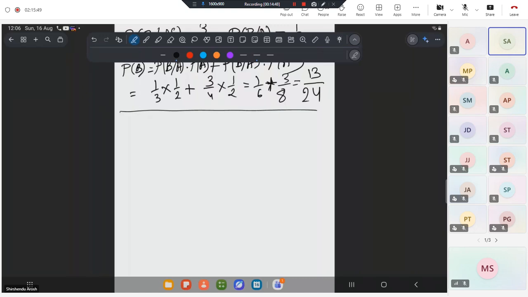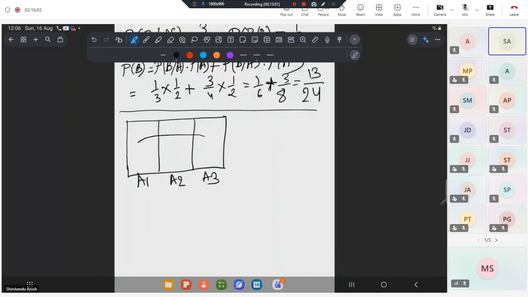So let's try to define it like this. This is event A1, event A2, event A3, and this event B is all over there. Now this event is an effect, say this is the effect event, and these are the cause events. Right? These are the cause events. Let's take an example.